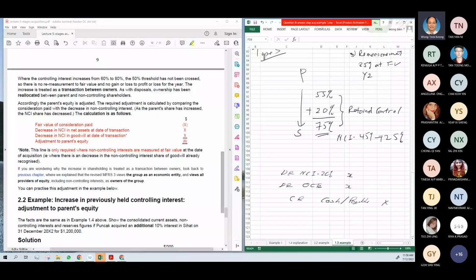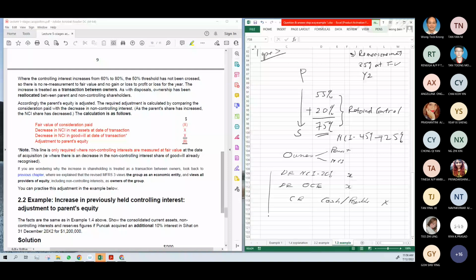Because the standard says this is a movement between two owners, owners meaning the parent and NCI only. So when we consolidate, whether 55% or 75%, goodwill is the same, share of net assets is the same, parent plus subsidiary. Only the NCI changes and the equity changes. So this is the main entry you need to know.